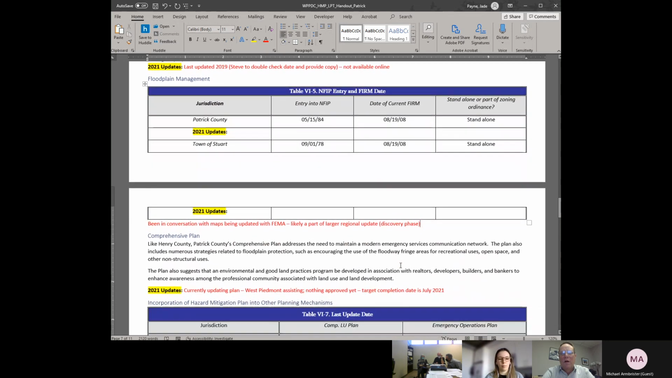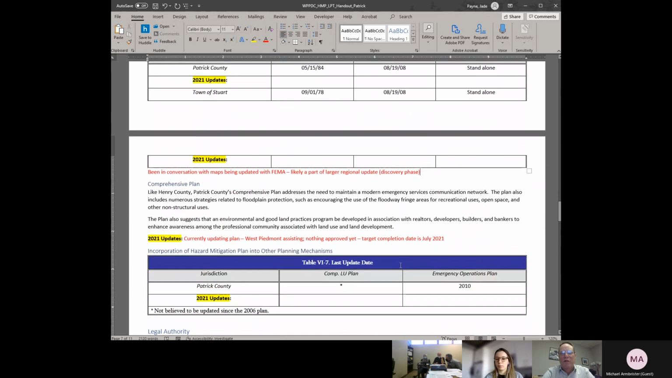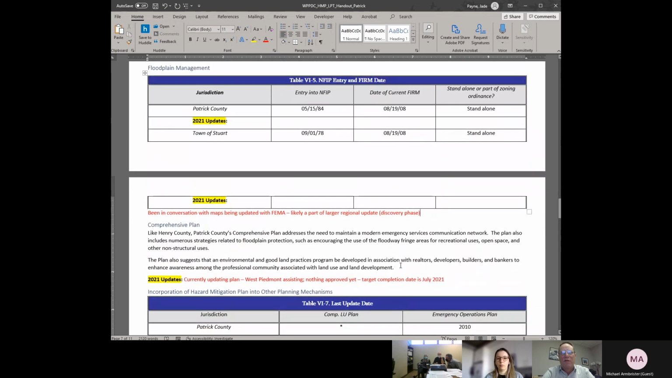All right. So safe to assume that your maps are still the old 2008 maps, and they're starting that process of updating now. Yes. And then this says it's a standalone ordinance, as opposed to part of the zoning. I'm assuming that hasn't changed since 2016. No.